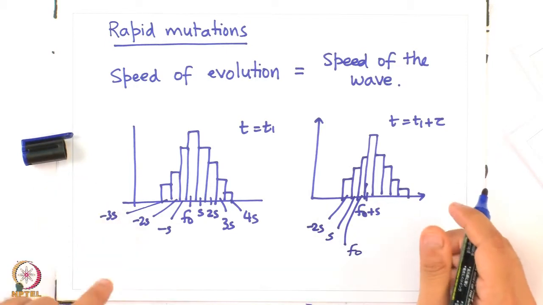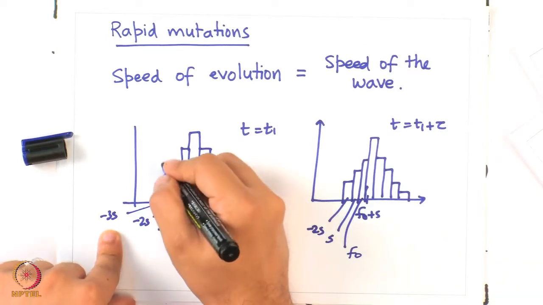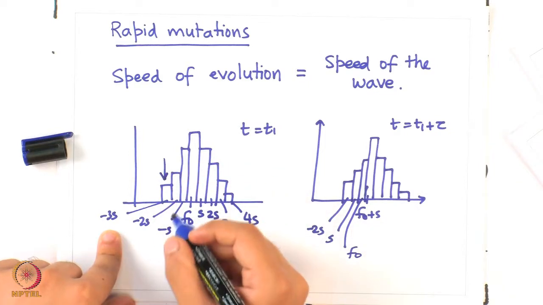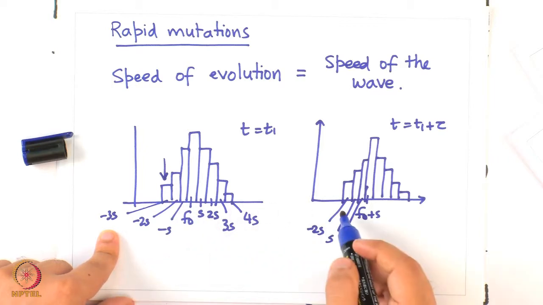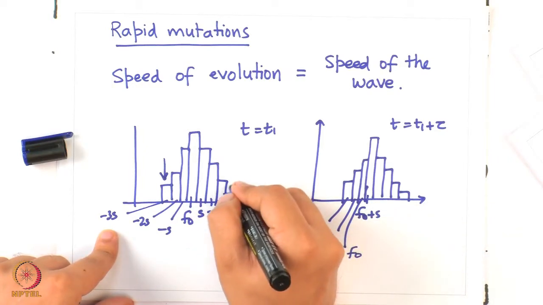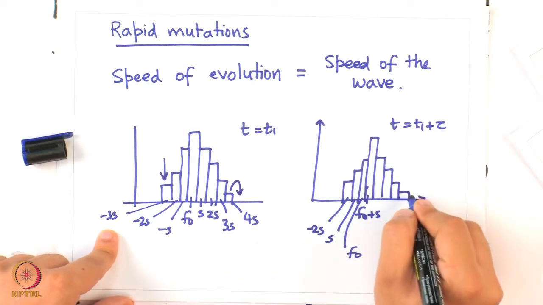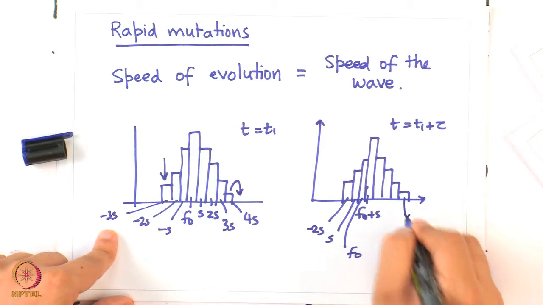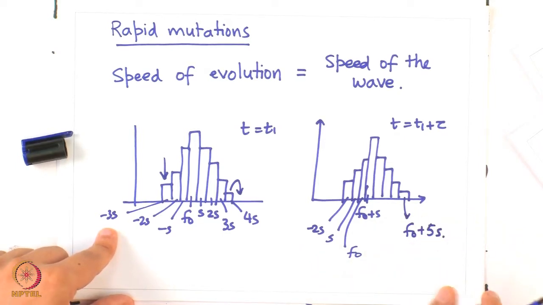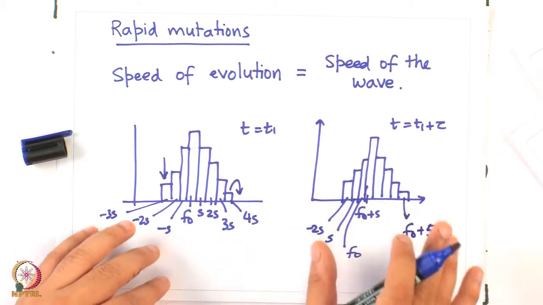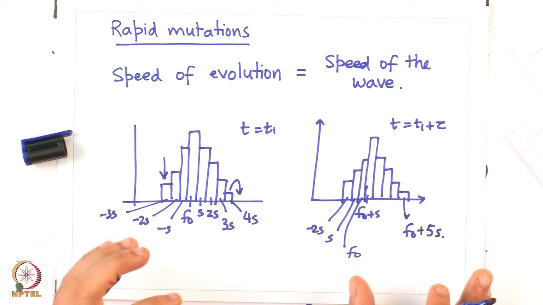And what has happened between these two time events is that f0 minus 3s has been acted upon by selection, which has led to its numbers corresponding to this particular genotype being reduced to 0, and mutation events in this particular population f0 plus 4s have led to individuals belonging to a fitness of f0 plus 5s getting established in the population. So one way to notice that in this tau time, the wave has moved to the right exactly by s units.